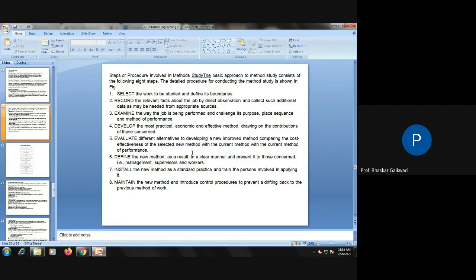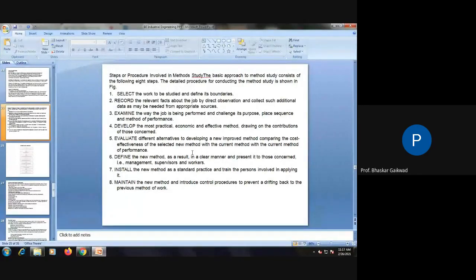Okay. So what is the procedure? It is the same procedure we studied for work study. Select the work to be studied and define the boundaries. Record whatever existing process is going on. Examine in what way the job is being done. If possible, develop new methods of doing the work. Evaluate this; evaluate means cost estimation. Define these new methods to all organization members.